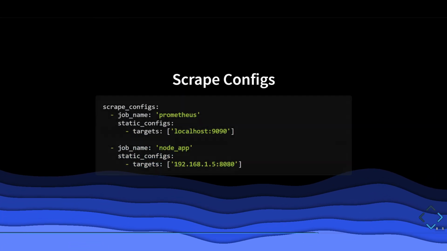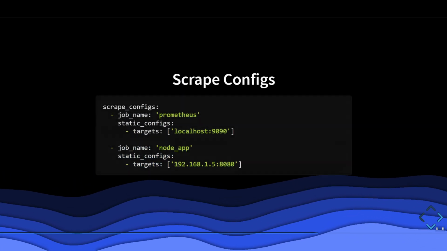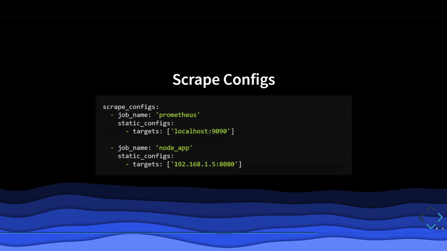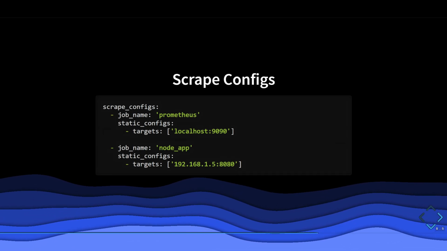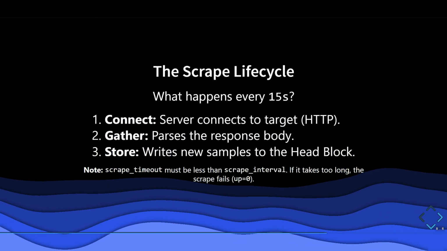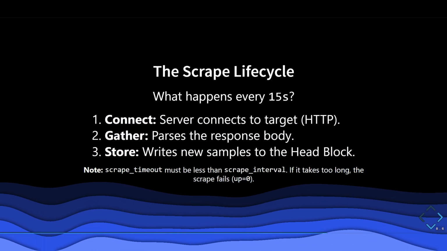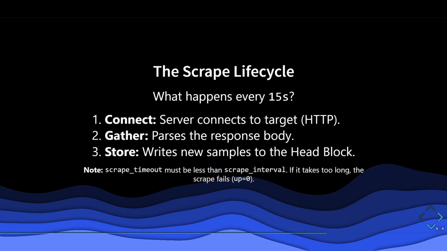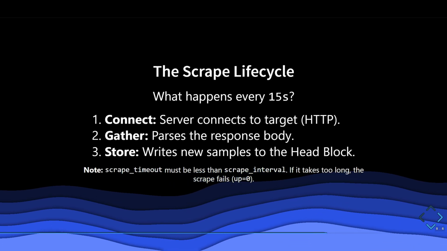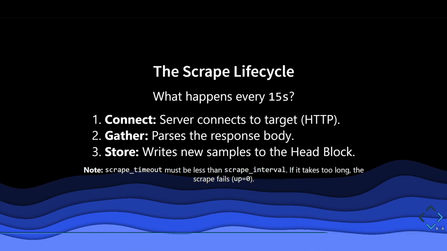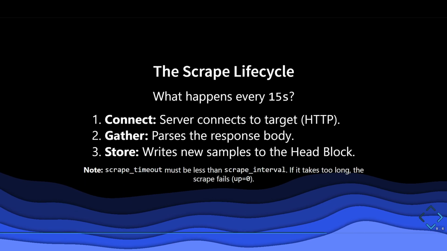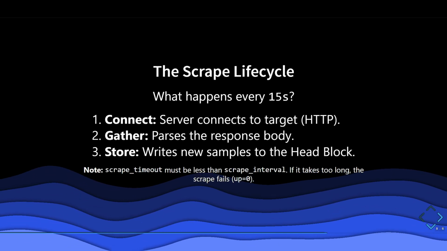Scrape configs. This is where you define your jobs and targets. You can list static targets here, like localhost or specific IP addresses. The scrape lifecycle. Every interval, the server connects to the target, gathers the data, parses it, and stores it in the head block. Remember, the timeout must be shorter than the interval.